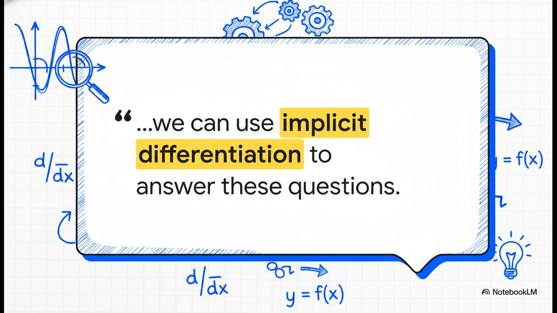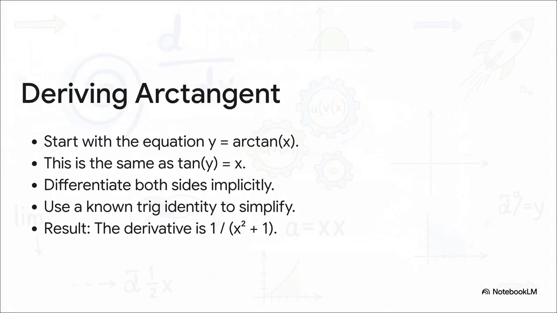For instance, have you ever wondered how you'd find the derivative of an inverse trig function, like arctangent? So, you want to find the derivative of arctangent? Well, check this out. You can rewrite y equals arctan of x as tan y equals x. And what do we have now? It's an implicit equation. So we can differentiate both sides, use a clever little trig identity to get everything back in terms of x, and voila! We've just found a derivative that seemed totally out of reach before.